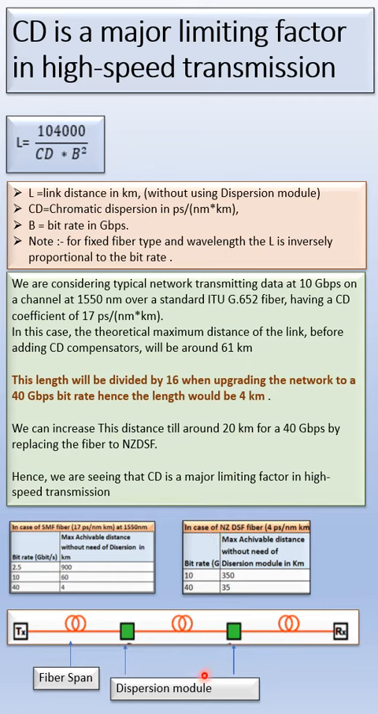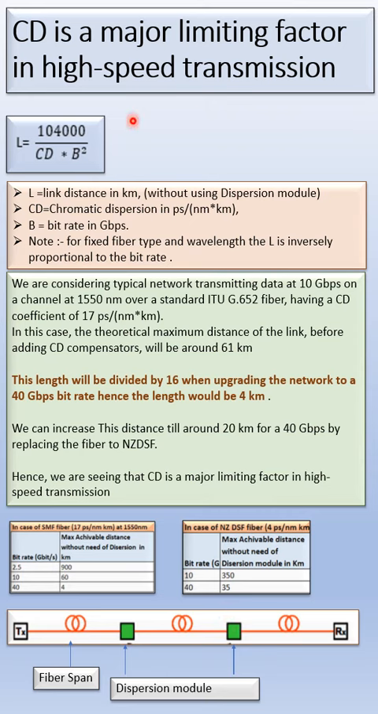So you can see here in this diagram, this is the bit rate, and this is the case of SMF fiber where the dispersion is 17 ps per nanometer kilometer. So for 2.5 Gbps, its maximum distance is 900 km. For 10 Gbps, it's 60 km. For 40 Gbps, the length is 4 km. And in case of non-zero dispersion shifted fiber for 10 Gbps bitrate, the distance is 350 km, and for 40 Gbps, the distance is 35 km.